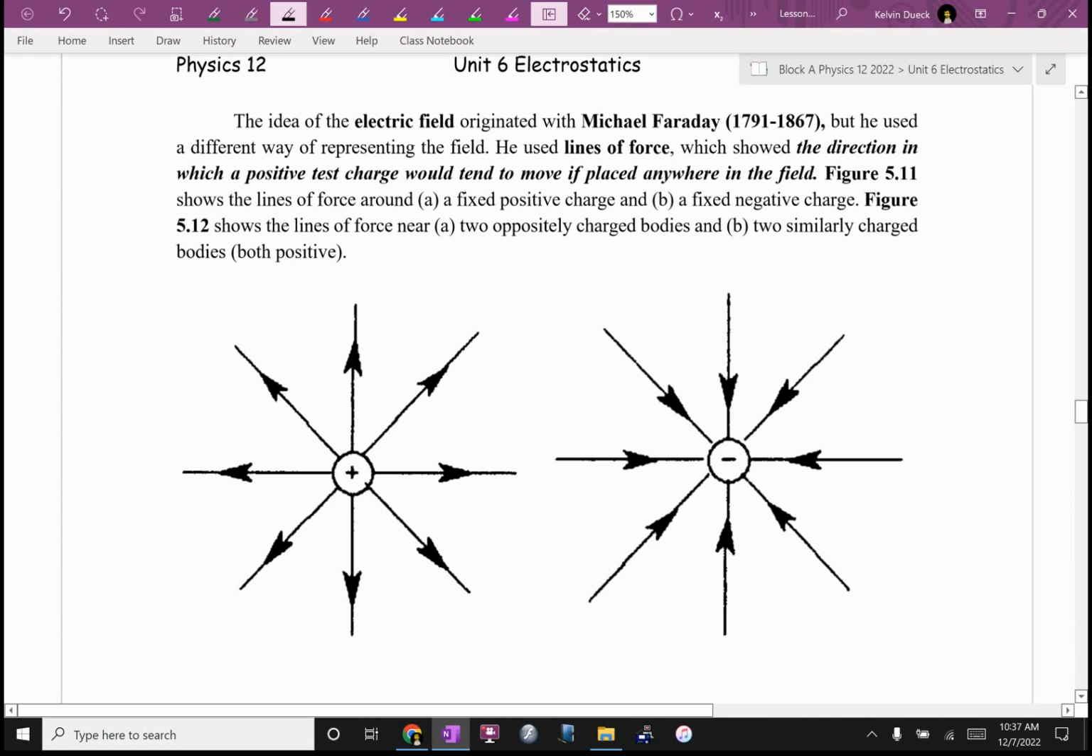So if this had 16 lines, I could safely assume this charge was twice as big as this one. I won't test you on that, but I'll use pictures kind of like that. So you'll say, how come this one has more lines on it? Bigger charge. How come this one has fewer lines on it? Smaller charge. Secondly, how close the lines are together illustrates the strength of the electric field.